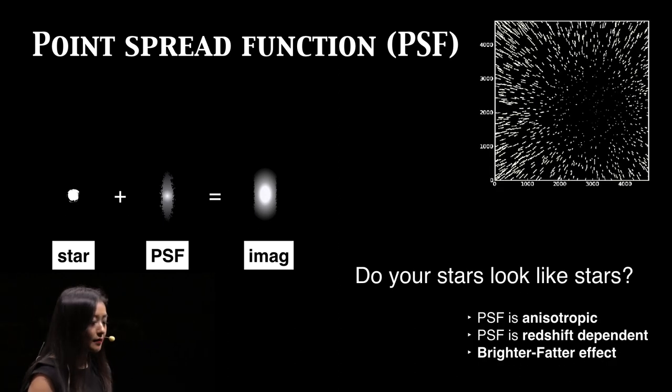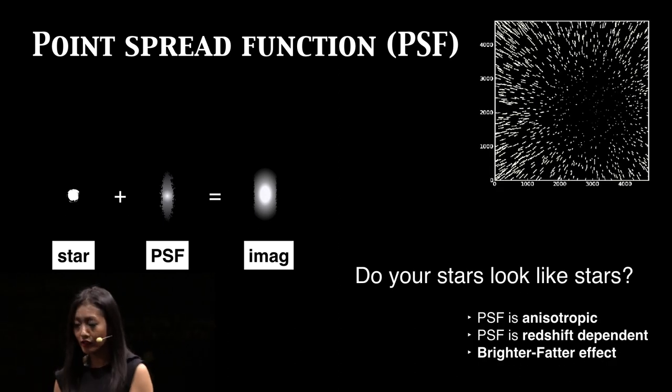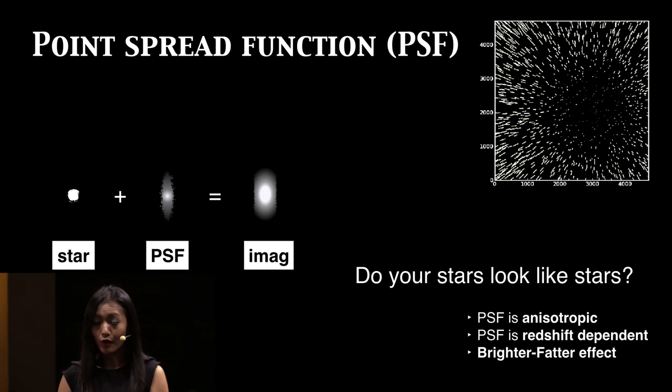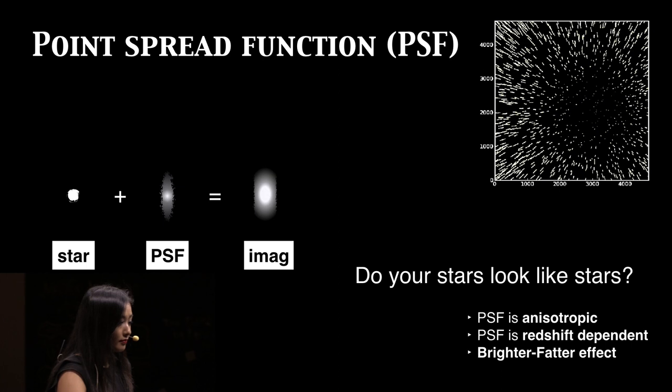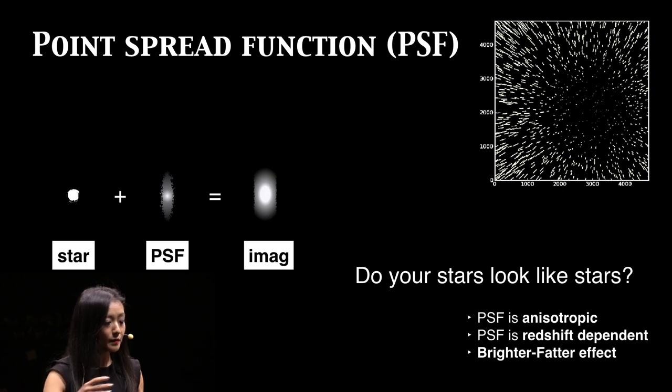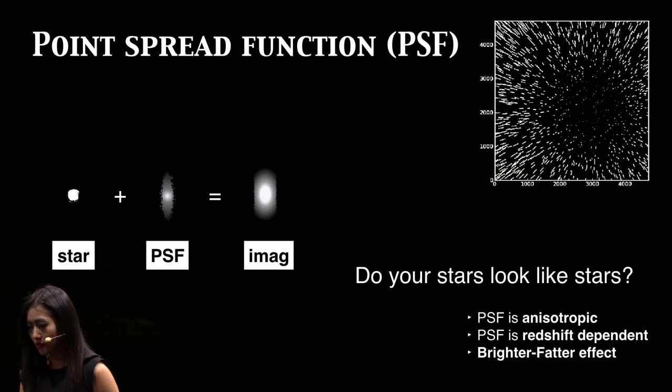But it's not that easy, because the PSF is anisotropic. So it's not the same on all areas of our image. Secondly, it's redshift dependent. And thirdly, it's dependent on how bright an object is. So a brighter galaxy will get smeared more than a fainter object.